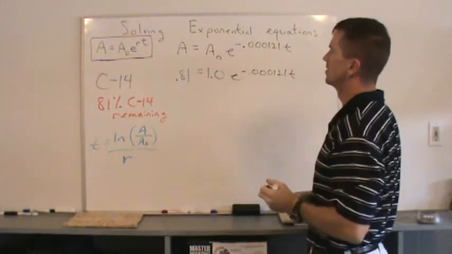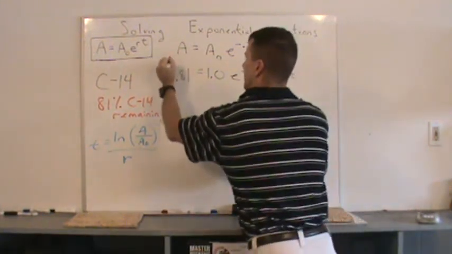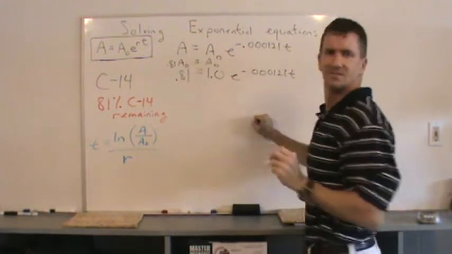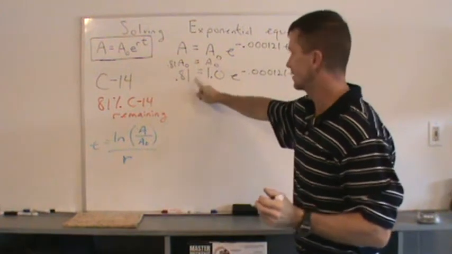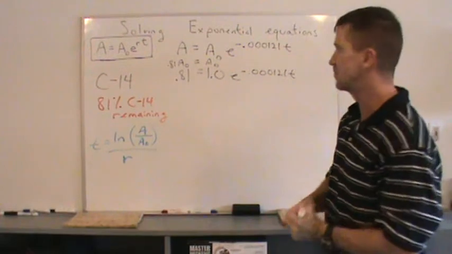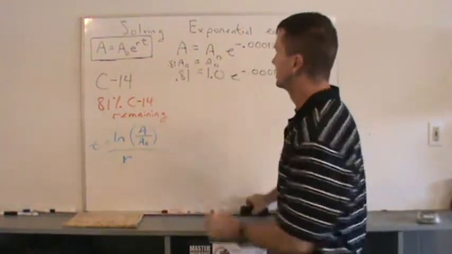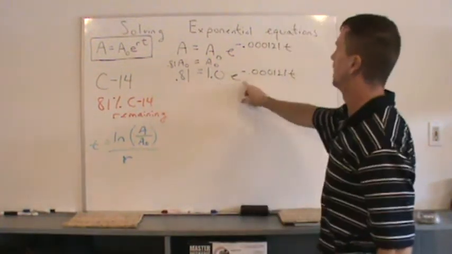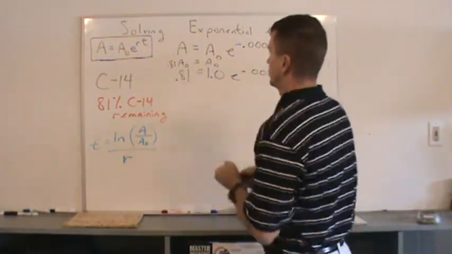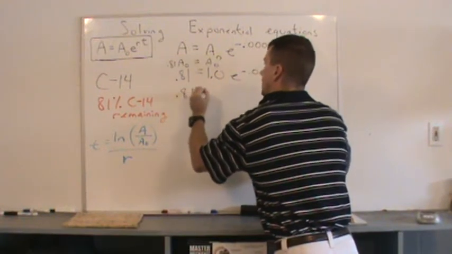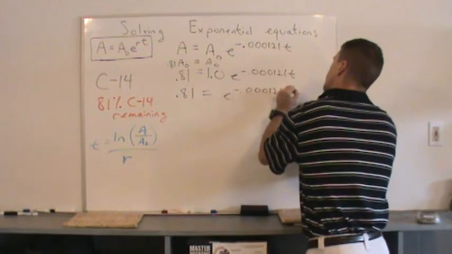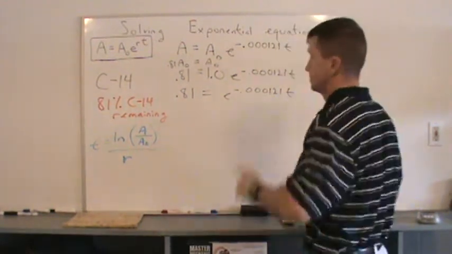I guess another way we could have looked at this is, there was 81% of the initial, and then the initial. And you'll realize you'll come right to here, because you can divide that A naught on both sides of the equations. So there's two ways to look at this problem, but eventually we're going to get to this: 0.81 equals 1 times e to the negative 0.000121t. Now, everyone, that means I don't have to put that 1 there. The e is isolated. We're going to solve this like the last problem.